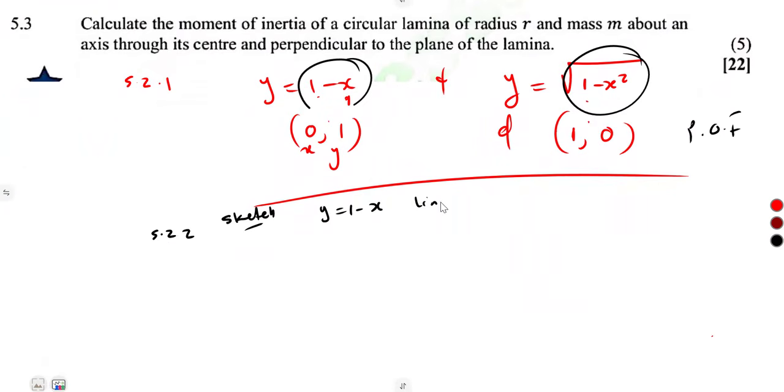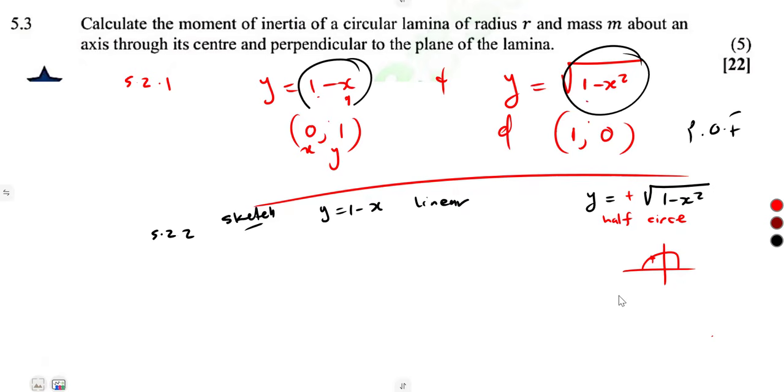This is a linear function, a straight line. And we have y is equal to the square root of 1 minus x squared. This is a semicircle. We are not given plus or minus. If we are given plus or minus, it is going to be a full circle. So here, we take the sign as positive, meaning we have a half circle above the x-axis, where y is positive.